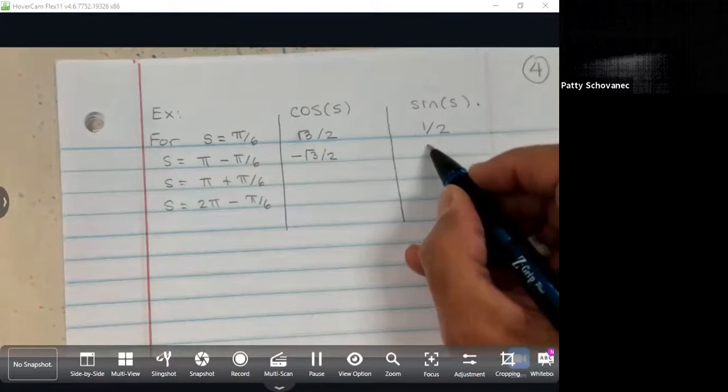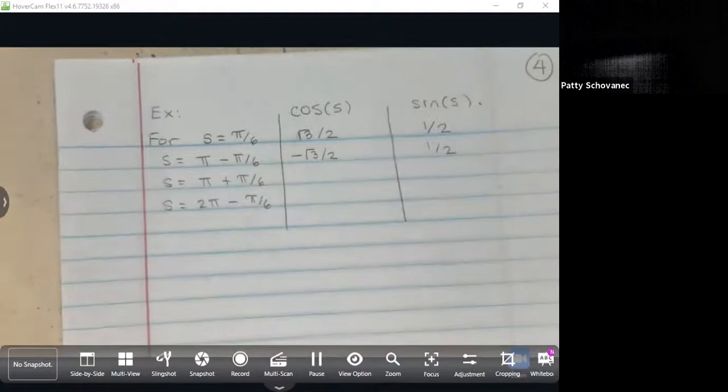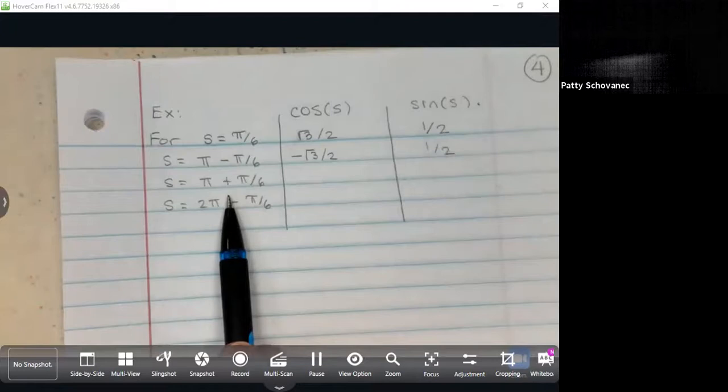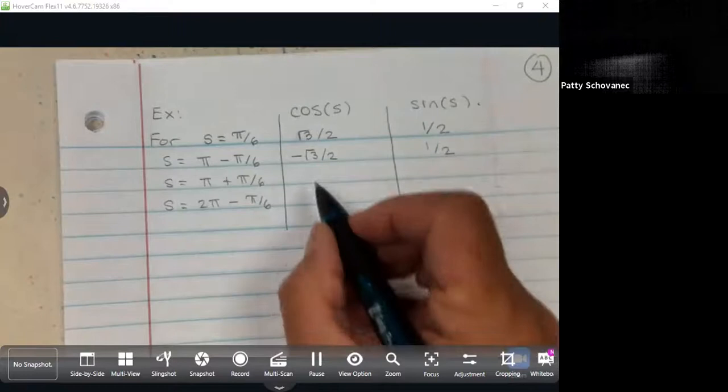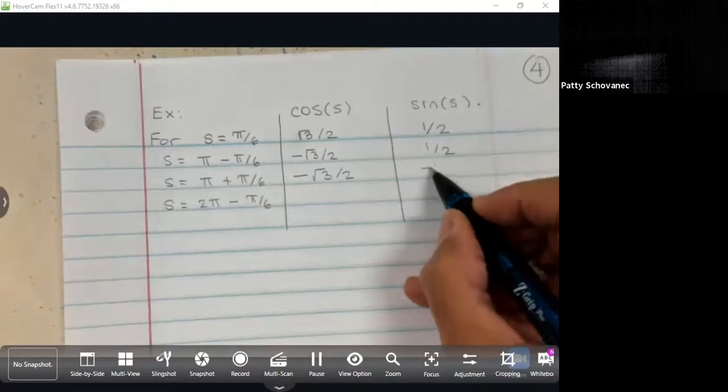It's going to be positive. Y is positive in quadrant two. The next one puts us in quadrant three. Quick, quick. What's pi plus pi over six? 7 pi over 6. What is the cosine of 7 pi over 6? Negative square root of 3/2. And the sine? -1/2.